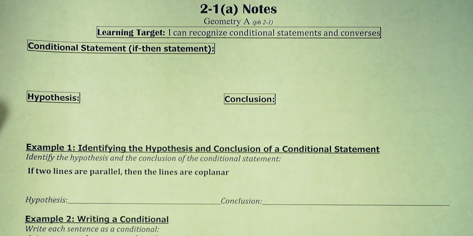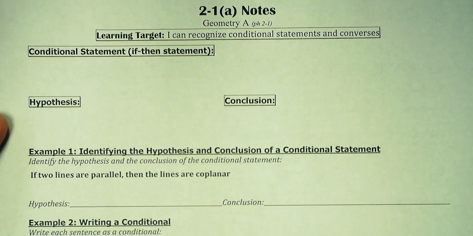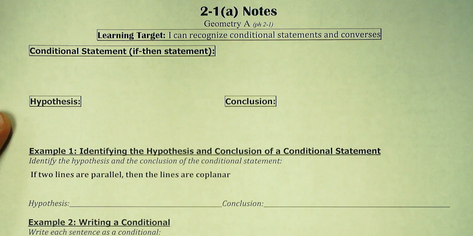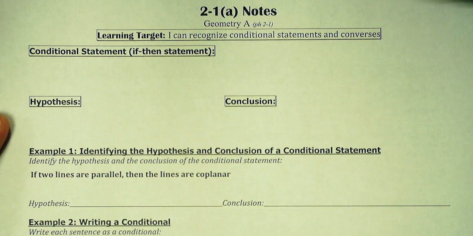All right, today we're going to start our second unit, and this is reasoning and introduction to proof. We're going to start with reasoning, and what we're going to specifically talk about today are what we call conditional statements and converses to those conditional statements.